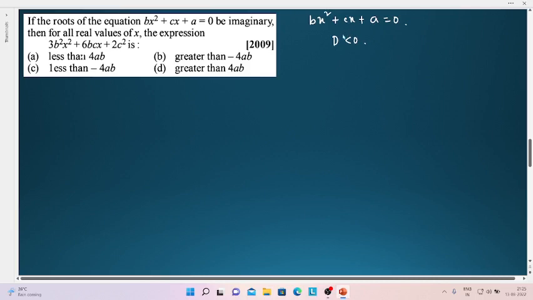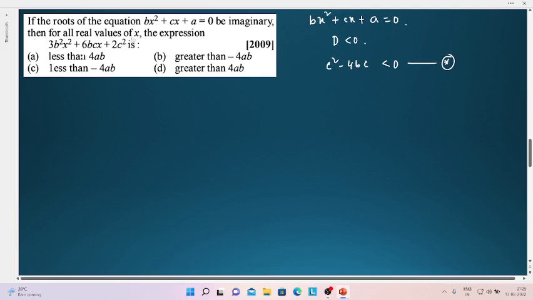And what is the value of d? It will be c square minus 4ab, which is less than 0. I mean b square minus 4ac, where b is the coefficient of x, whole square of the coefficient of x minus 4 times the coefficient of x square into the coefficient of x to the power 0, I mean the constant term. So we have c square minus 4ab less than 0, right? So let me write down this particular inequation as star. Yeah, so let me see what the question says next.